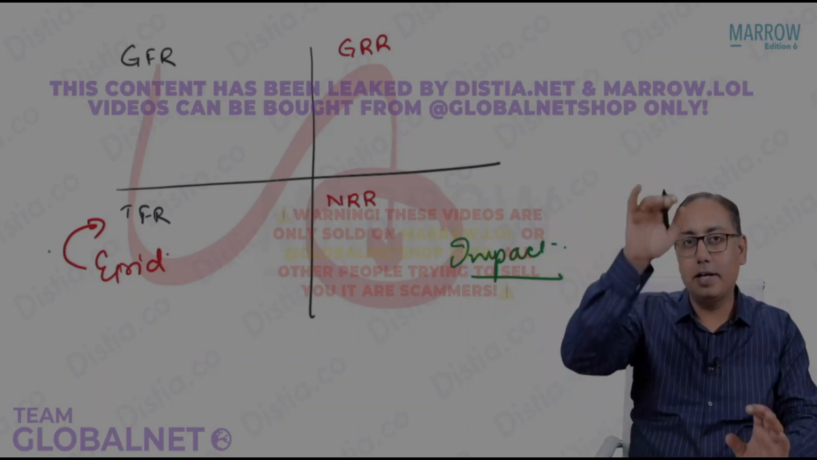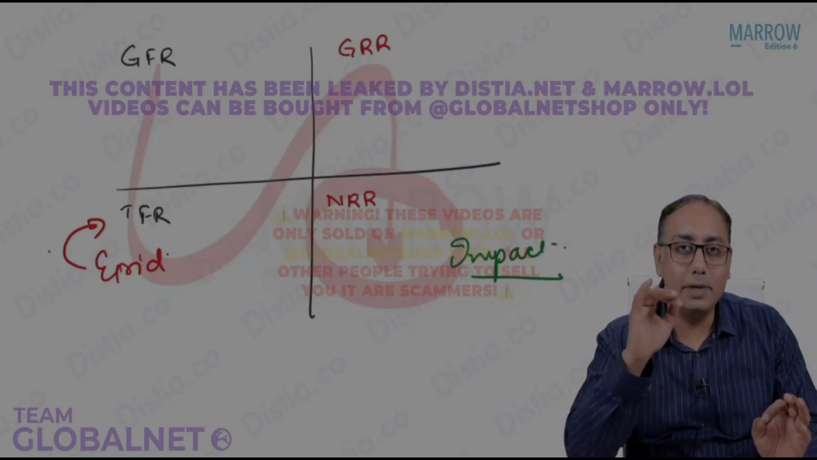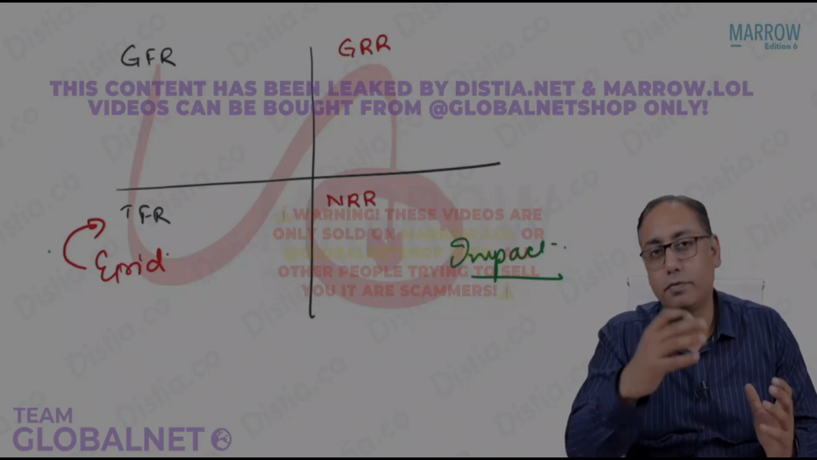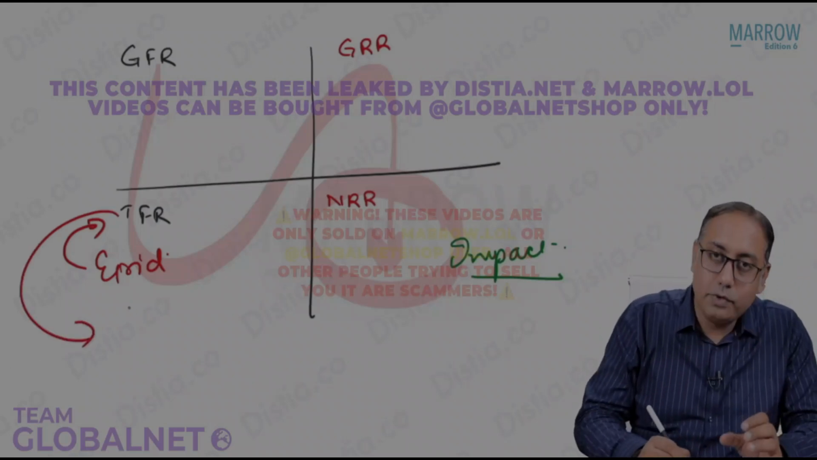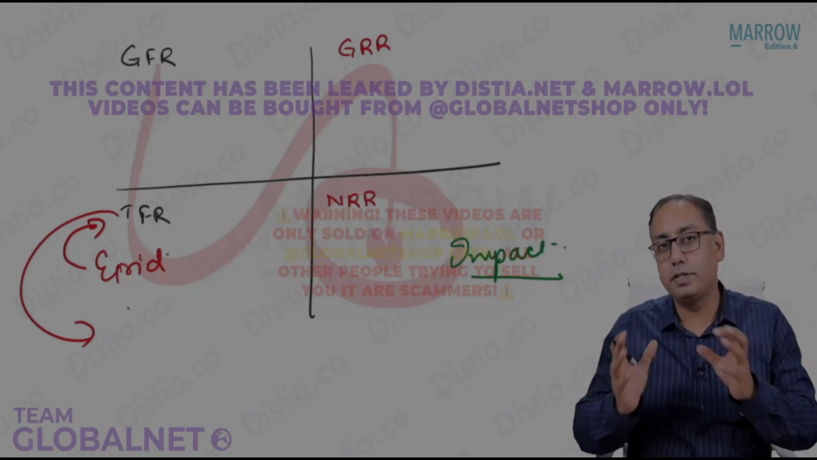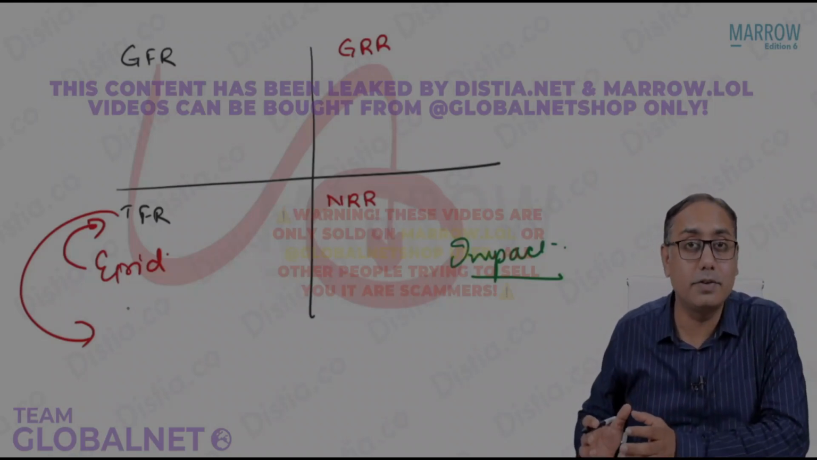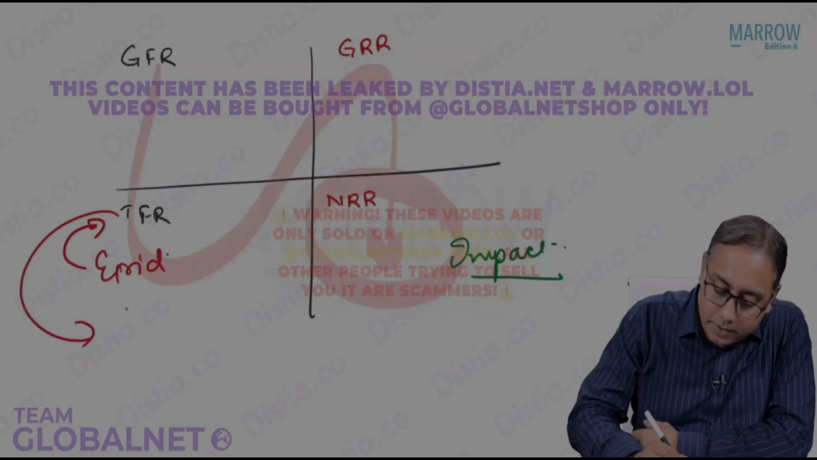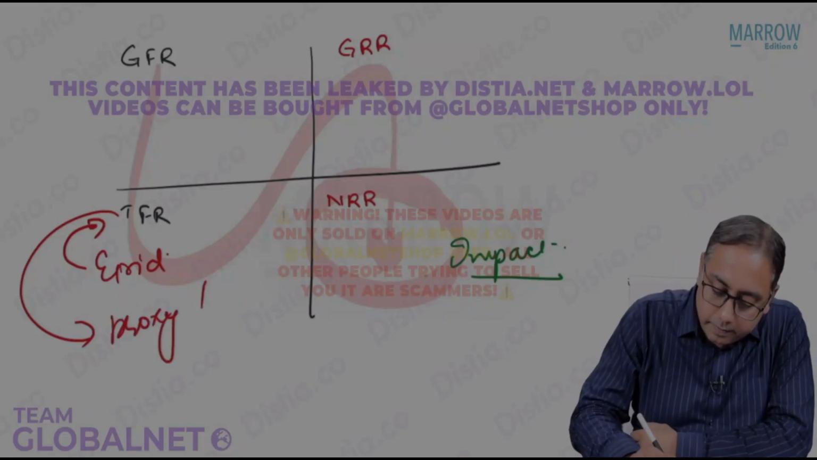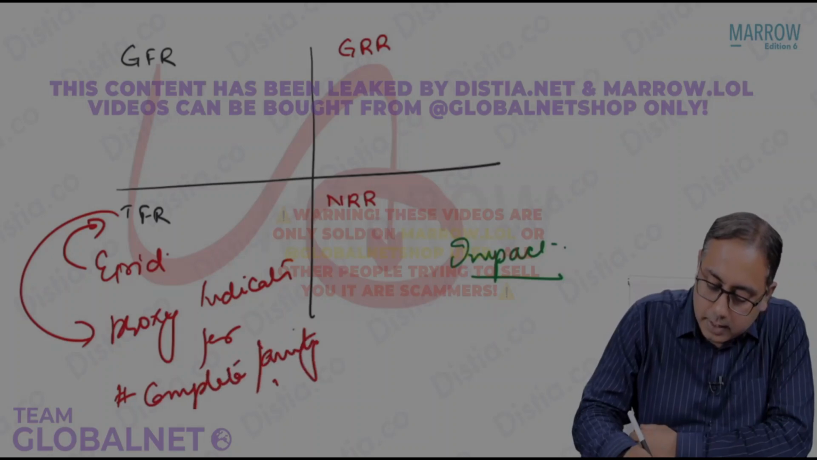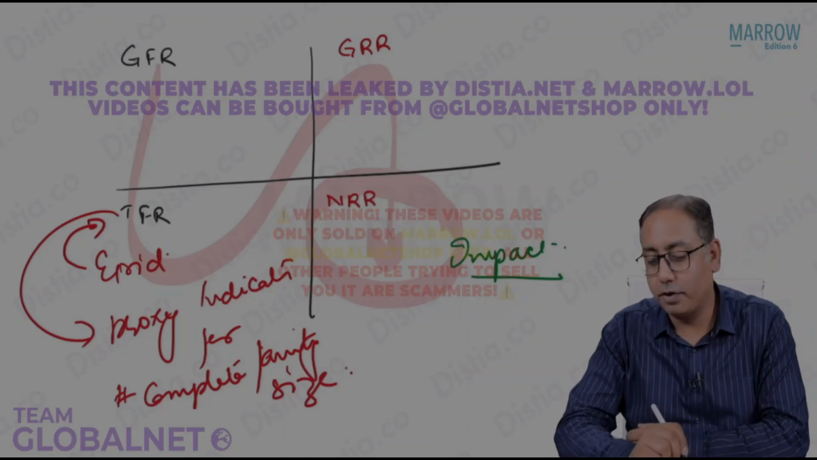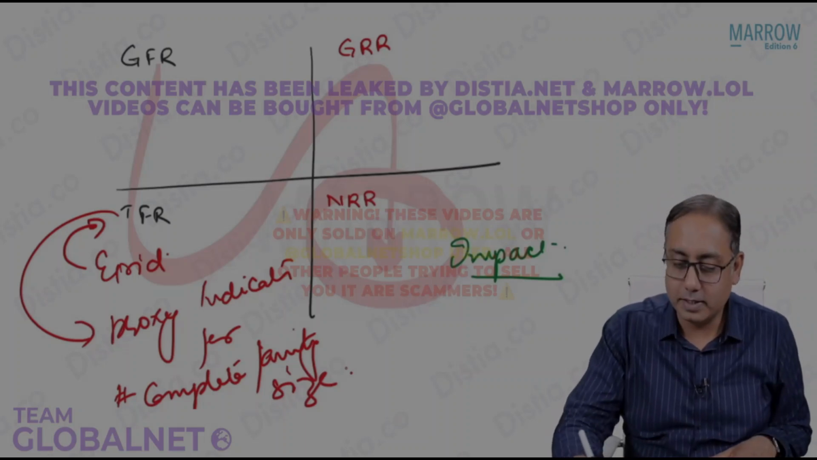So out of these four indicators, which indicator do you think is going to give you the best number for the total number of children for a couple? The answer is correct, TFR. It is going to give you the total children a female is going to have, assuming the age-specific fertility rates. So therefore, we say TFR is a proxy indicator for the complete family size.